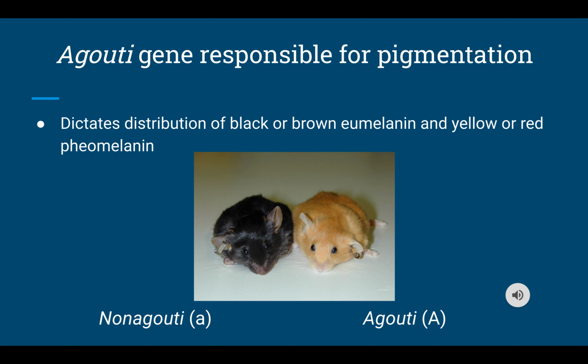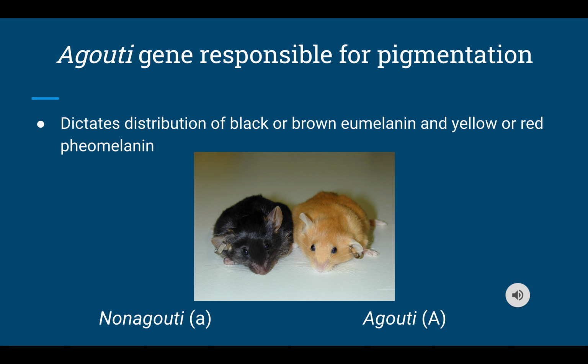In wild-type mice, which have the agouti gene, it secretes a paracrine signaling molecule, and that goes and tells melanocytes to make pheomelanin, which gives that kind of yellow or reddish-looking fur that you see with the mouse on the right. However, in mice with a mutation called non-agouti, that gene secretes a signaling molecule that tells those melanocytes to produce eumelanin, which gives the mice kind of a brown or black looking fur.